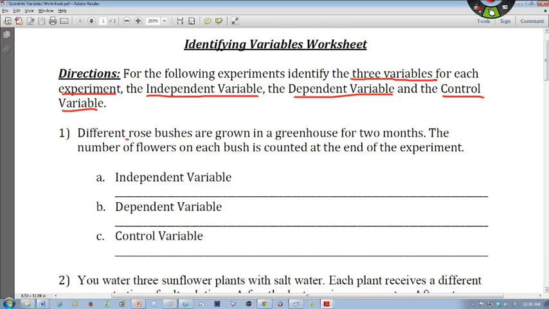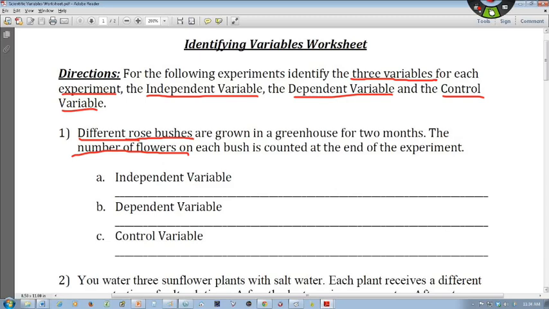One of those things is we have different rose bushes. So we have different kinds of rose bushes. And the other one is the number of flowers. So these are our 2 variables here. So now, from the catechism, we know the independent variable is the variable that the scientist changes or manipulates in the experiment, and the scientist knows the independent variable before the experiment is run.